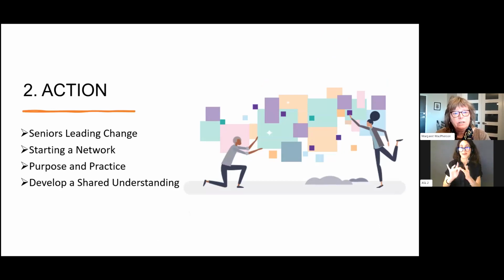The second section is about action. So we talk about seniors leading change. It's so important, that idea, nothing about us without us, and that networks are a great place for older people to contribute their skills and gifts while working on a very important social issue.